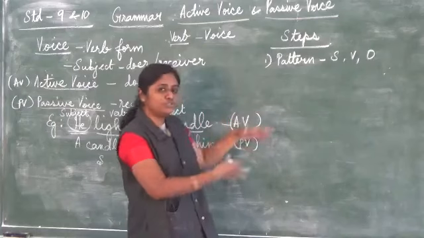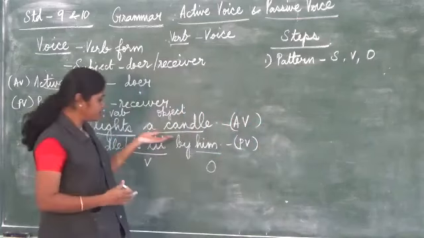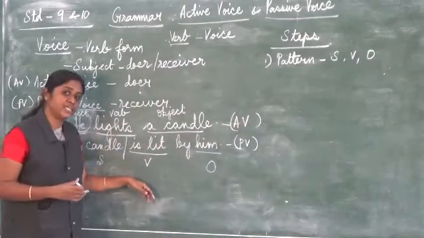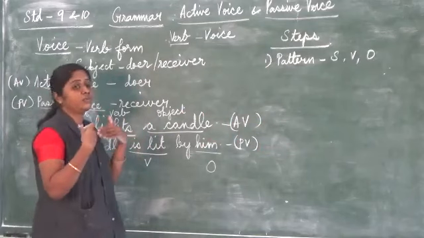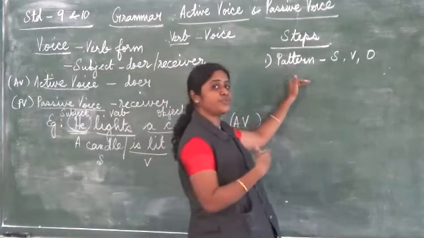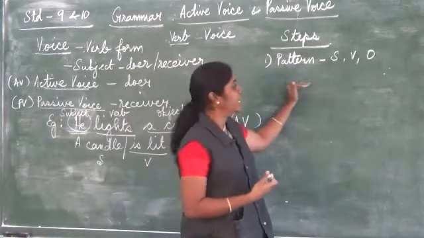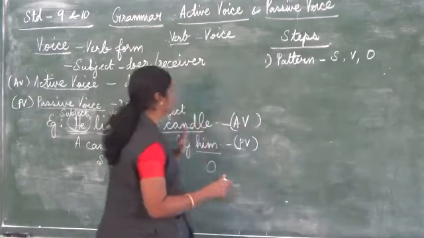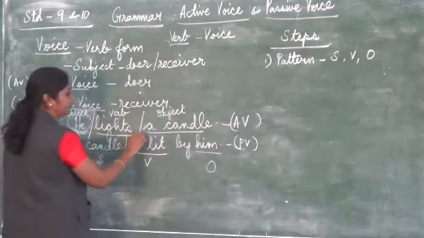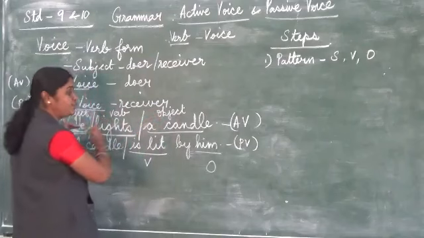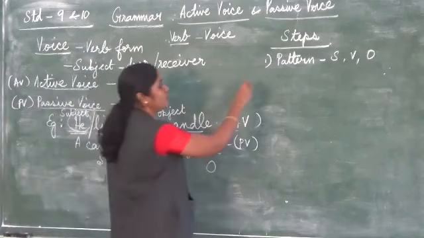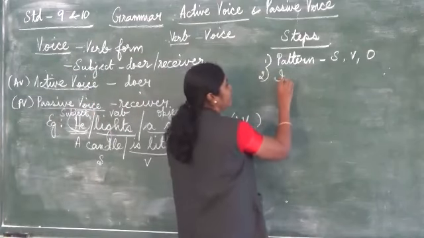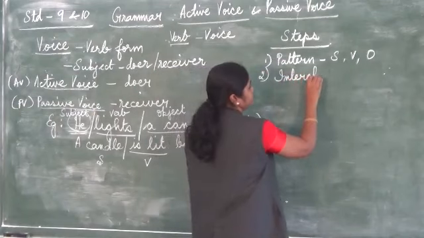These steps are only for the initial, beginning level. Once you have become used to active voice and passive voice, as soon as you see the sentence, you will be able to write the answer. But in the beginning stage, these steps will be helpful for you. So, first you have to pattern them into subject, verb and object. Now, after you have patterned, the next thing you have to do is interchange.